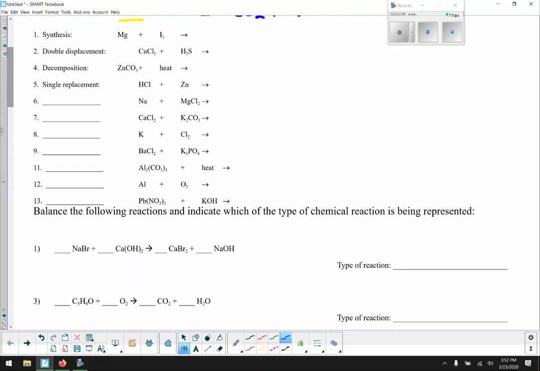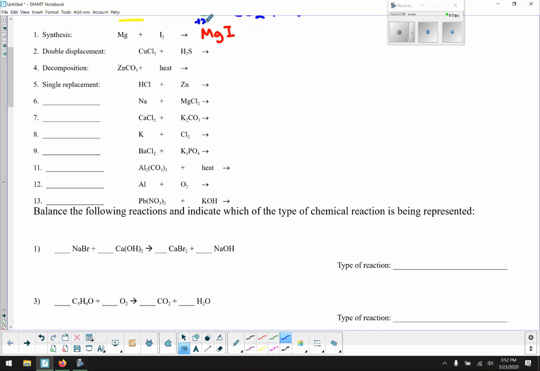So moving down to number one. Number one is a synthesis. It tells us magnesium plus iodine. Well, they're going to combine because it's synthesis, so you'll get magnesium and iodine together. However, whenever you're making an ionic compound, something made of a metal and a non-metal, you have to check the charges.